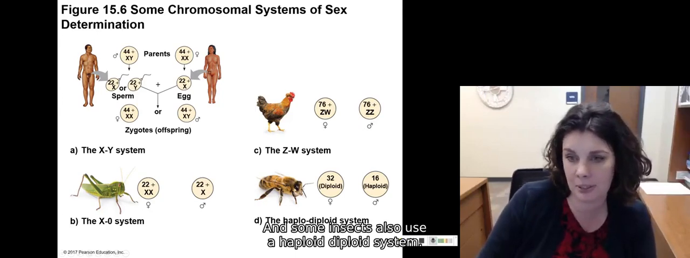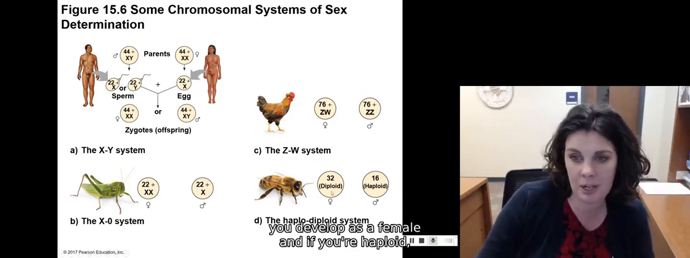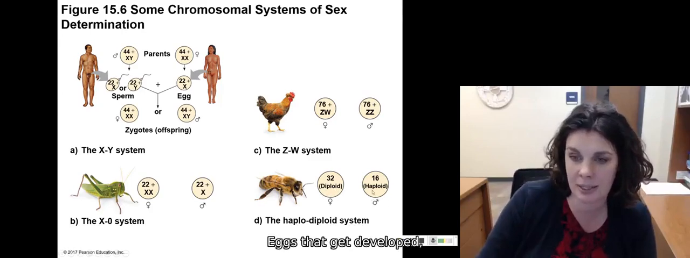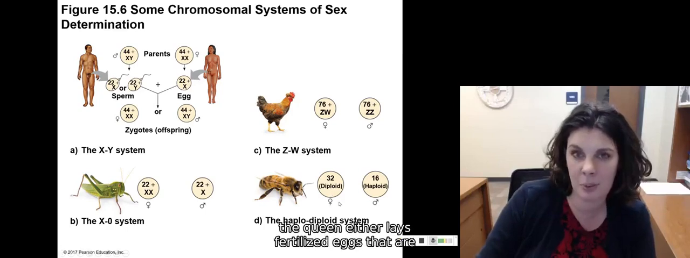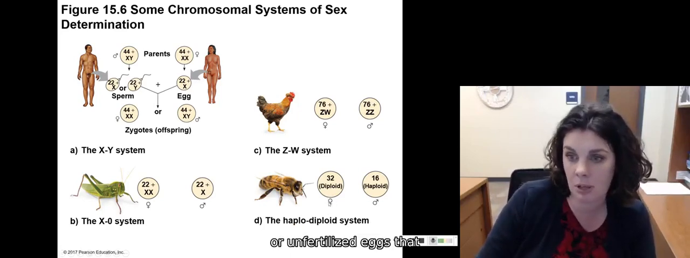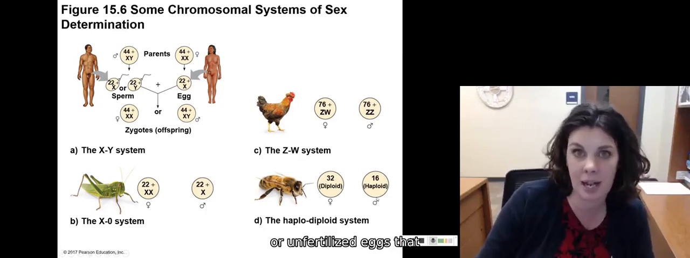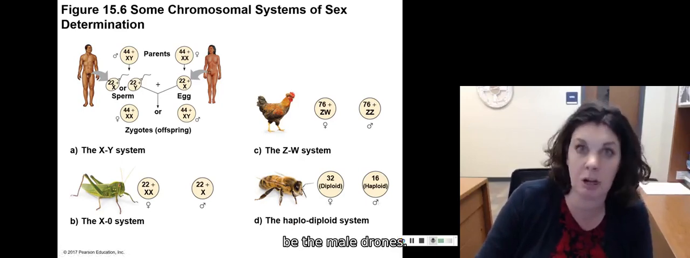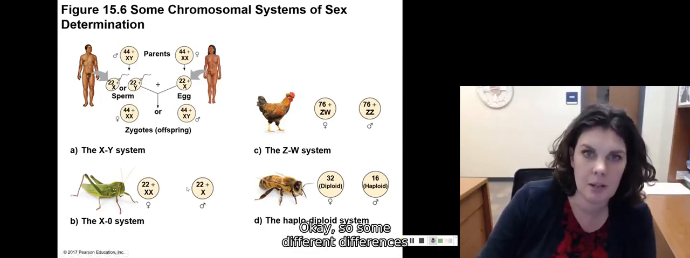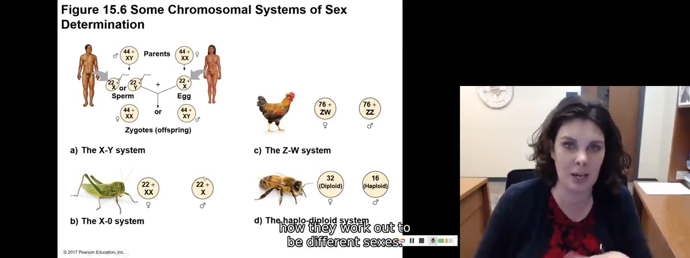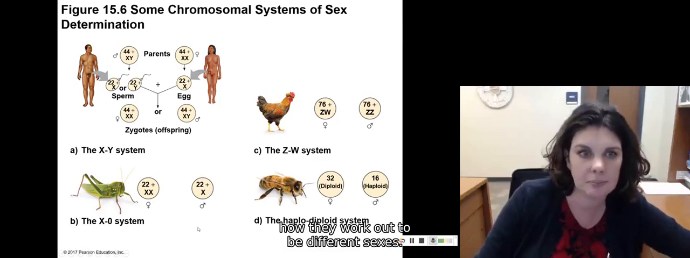And some insects also use a haploid-diploid system. So if you are diploid, you develop as a female, and if you're haploid, you develop as a male. So the queen lays either fertilized eggs that are going to turn into all the female bees, or unfertilized eggs that can develop into the male drones. Okay, so those are some differences in different chromosomal systems, how they work out to be different sexes.